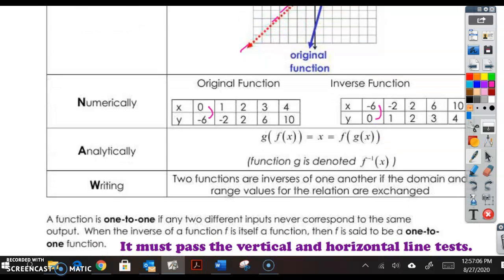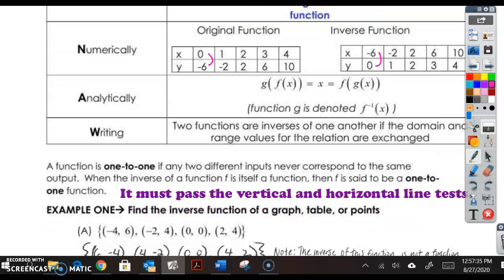Analytically, we can look at it as a composition of functions. g of f of x and f of g of x should both equal x. And the function g is denoted as the inverse of f. We could also write it as: two functions are inverses of one another if the domain and the range values for the relation are exchanged.